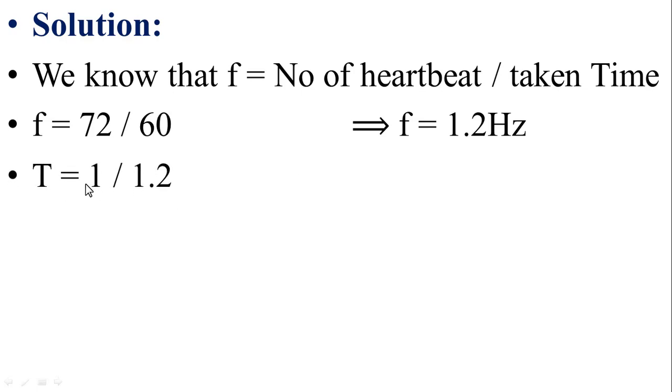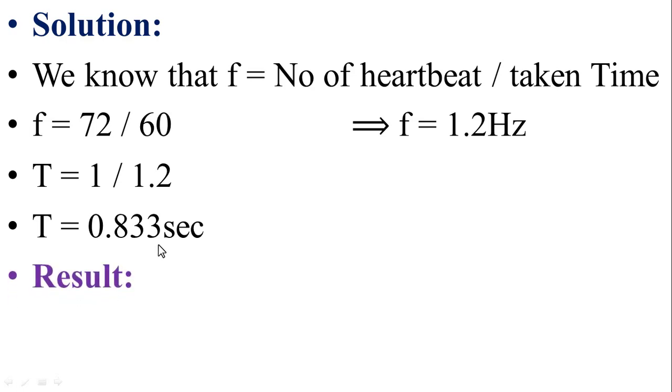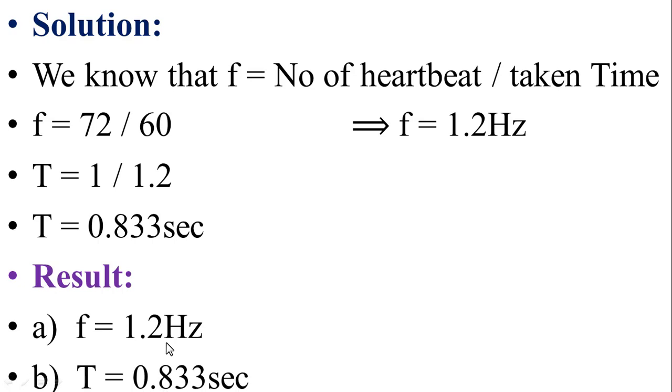Similarly, we can find the time period. T is equal to the reciprocal of frequency. So 1 divided by 1.2. 1 divided by 1.2 is equal to 0.833 seconds. So the time period T is equal to 0.833 seconds. Final result: frequency f is equal to 1.2 Hz and time period T is equal to 0.833 seconds.